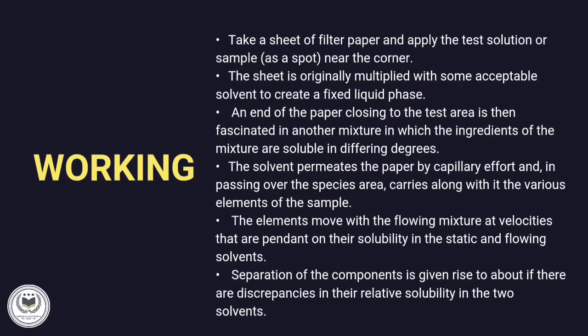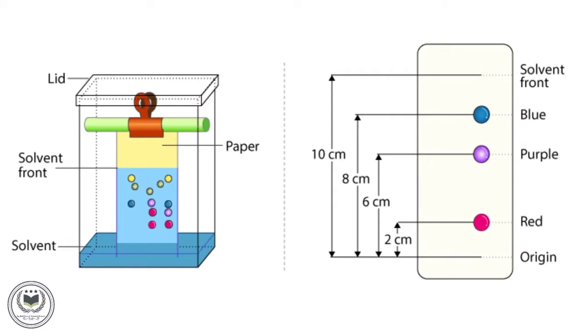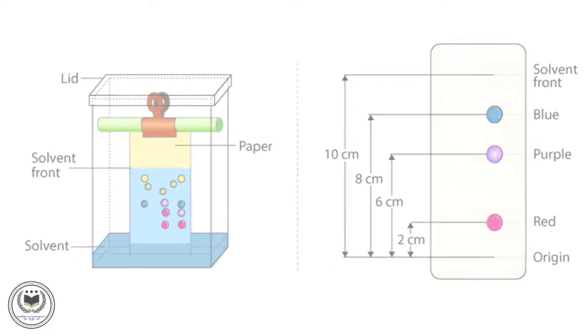If the solvent flowing in one direction is not able to separate all the components satisfactorily, the paper may be turned 90 degrees and the process repeated using another solvent. This is a well-labeled diagram of paper chromatography.